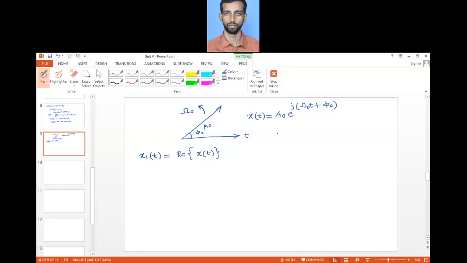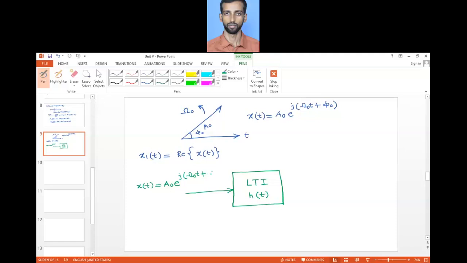Now, what is the necessity of representing the signal in this particular form? To understand the necessity, we can simply consider one particular LTI system, for which the impulse response is given by h of t, and the input to the system is your complex rotating phasor, that is x of t is equal to A naught e to the power j(omega naught t plus phi naught).